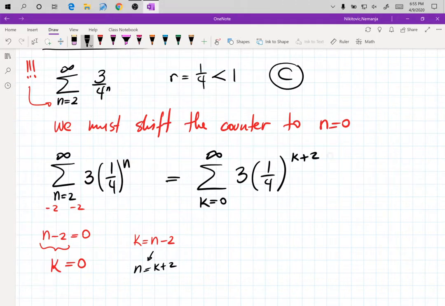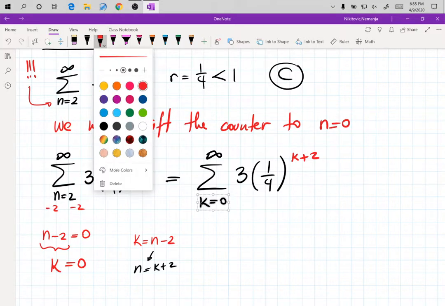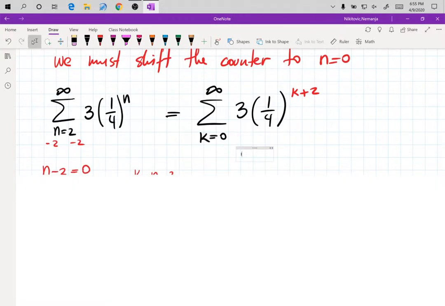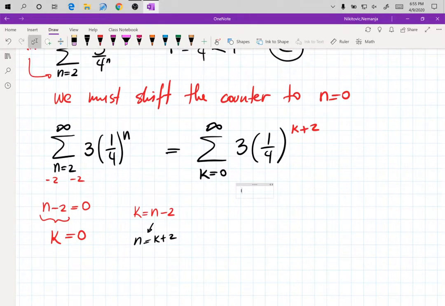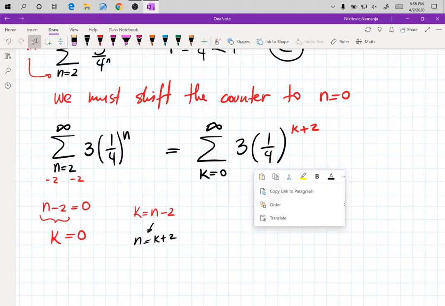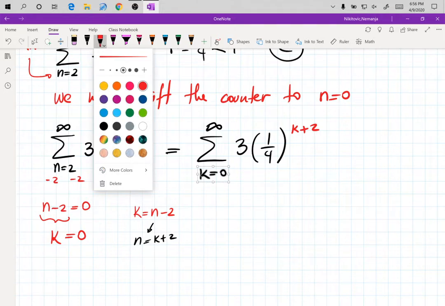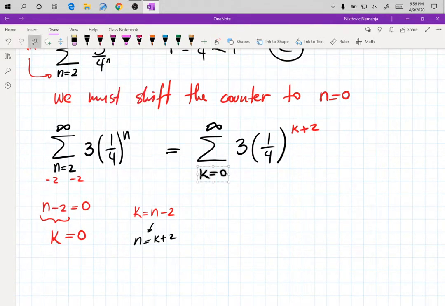Oops. Come on, pen. You can do it. There we go. Tablet is lagging. All right, I am giving it way too much input and it can't handle it. Okay, let's try one more time.